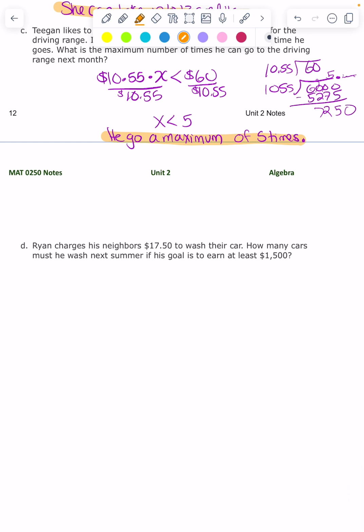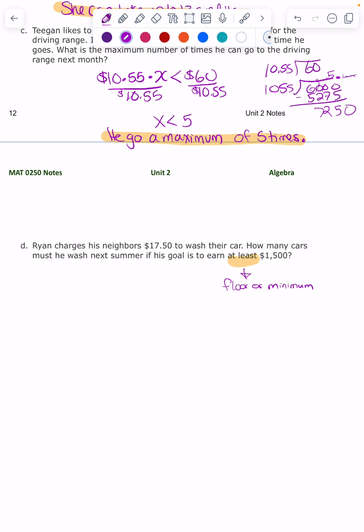Ryan charges his neighbor $17.50 to wash their car. And how many cars must he wash if his goal is to earn at least $1,500? So that word "at least" means that's the floor. That's the minimum. Like if I say you need at least an A to pass the course on the next exam, you know that you need to do an A or better. Well, there's not really better than an A, but you know what I mean.